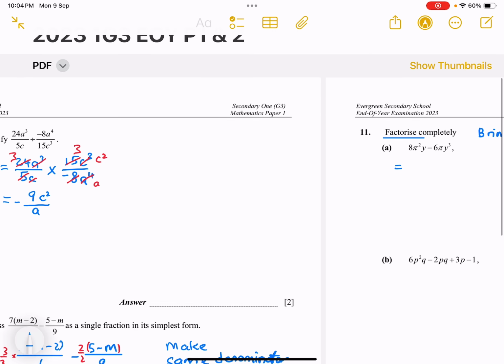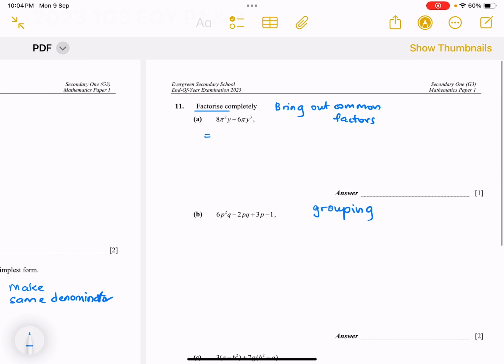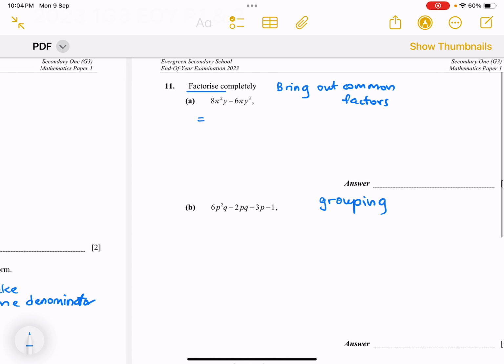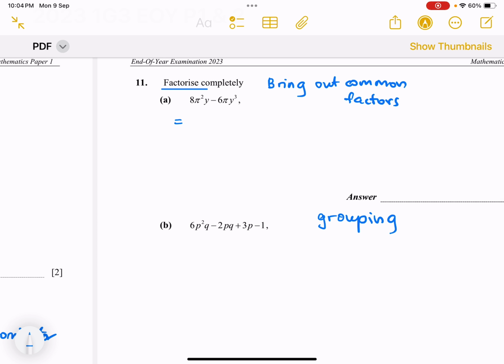Right, the next sum is on factorization. Factorize means bring out common factors. Looking at 8 and 6, the common factor is 2. It's actually the HCF also, if you want to think of it. Pi is common, and the lower power is common. Y is the lower power, so y is common. Those are all the common factors.